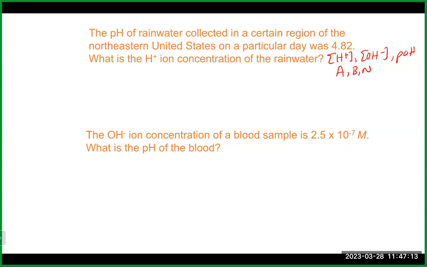For the second one, we have the OH- concentration is 2.5 times 10 to the minus 7. What is the pH, the pOH, the H+ concentration, and again, is it acidic, basic, or neutral? All right, so take a couple moments for each of those and see what you come up with. Make sure you understand how to properly punch them into your calculator.